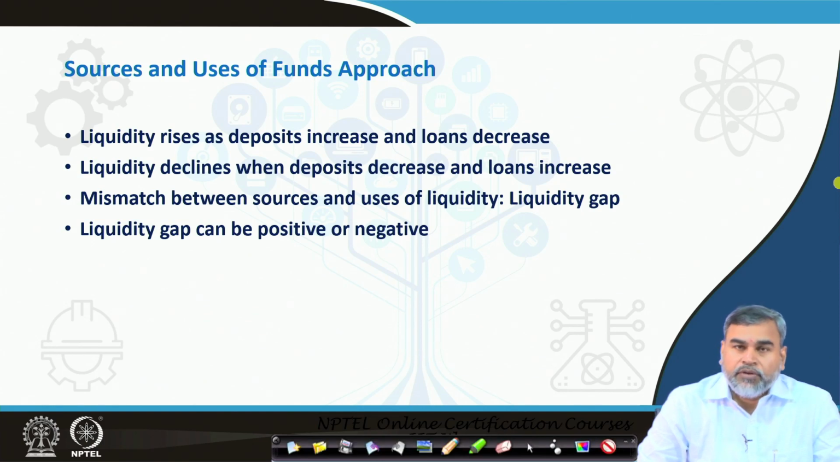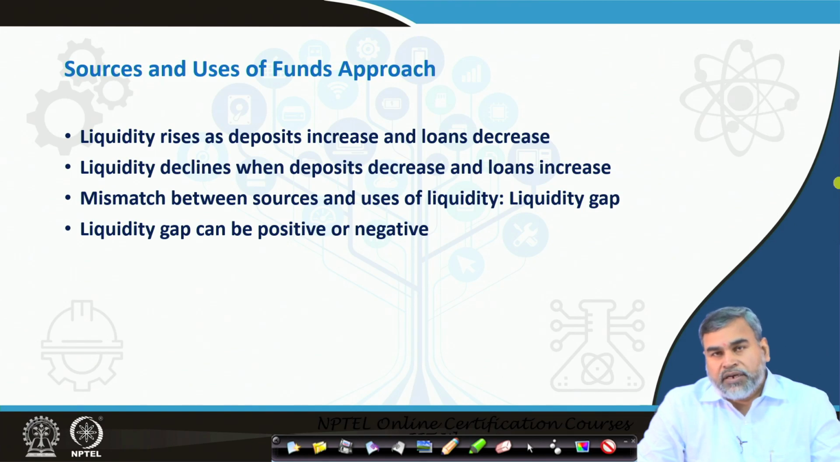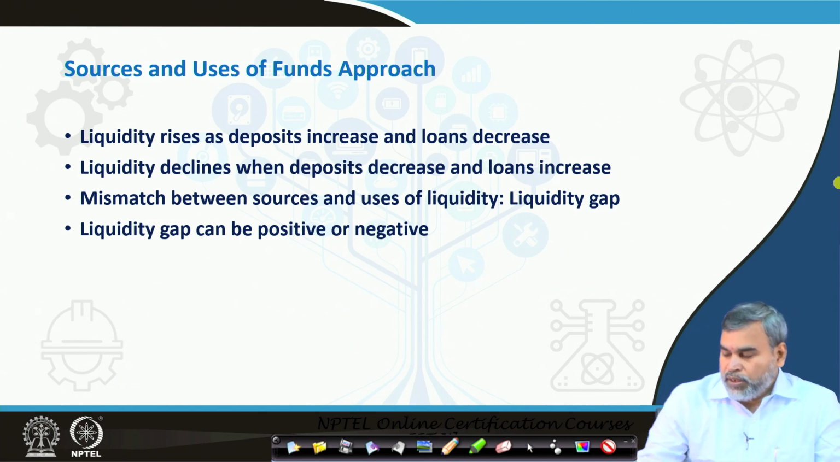If many funds are available but uses are not there, then the gap will be positive. If sources are not available but the demand is there or uses are required, then the gap is negative. So depending upon this, we first find out whether the gap is 0, positive or negative. This is the first step we have to formulate whenever we estimate the liquidity needs of a commercial bank.